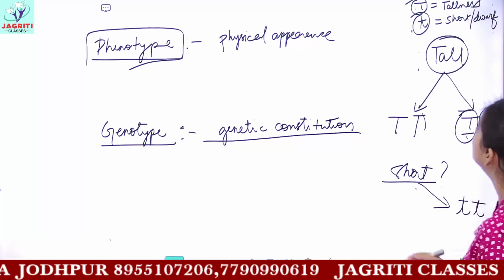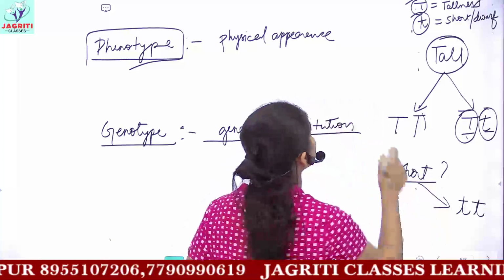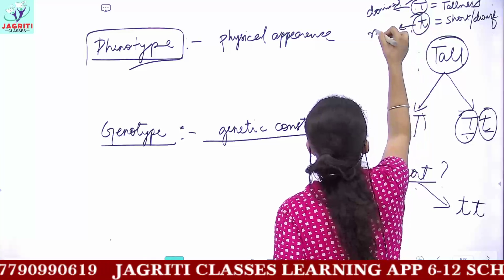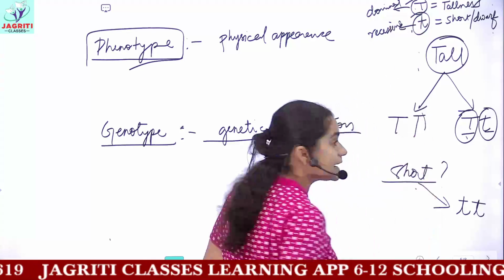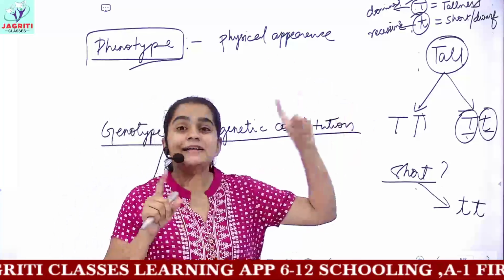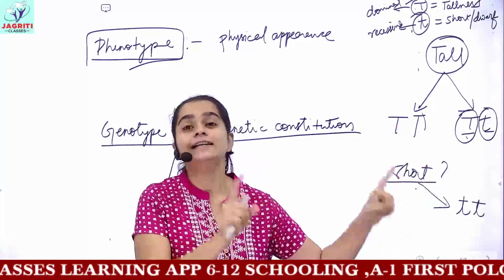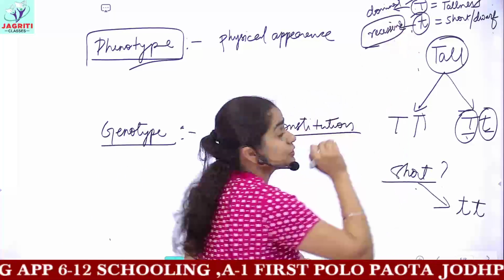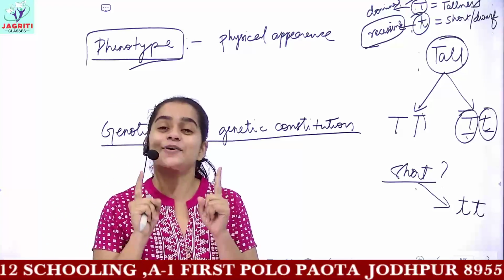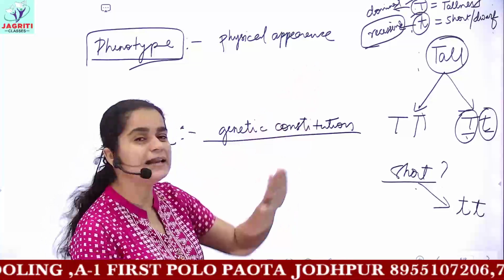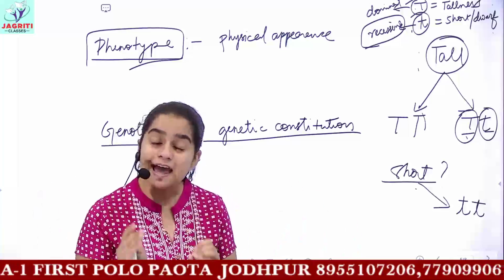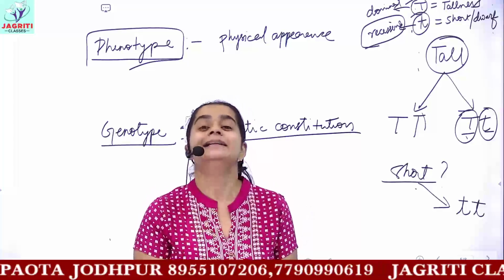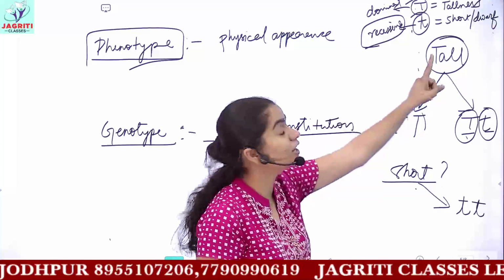Now I am asking you, if I want to get a tall plant, this T for tallness is the dominant allele and this is recessive. I told you that the dominant allele always gets expressed in the future generation. But what is the one condition when the recessive allele will get expressed? The recessive allele can only get expressed when the dominant allele is absent. When you do not have any dominant allele, then the recessive allele shows its expression, and you get a short plant.